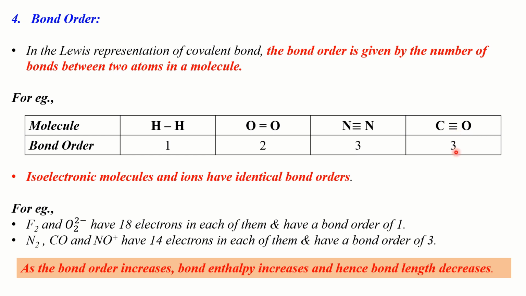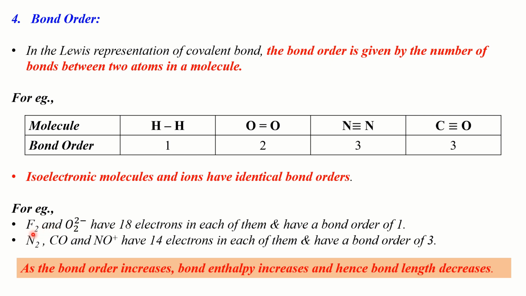And again, you must know the Lewis structures of each molecule if you want to write the correct bond order of each molecule. Clear? Only then you can write the proper number of bonds between atoms of a molecule. Now note that isoelectronic molecules and ions have identical bond orders. For example, if you look at fluorine and O2 2-, this is peroxide ion, they are isoelectronic with each other.